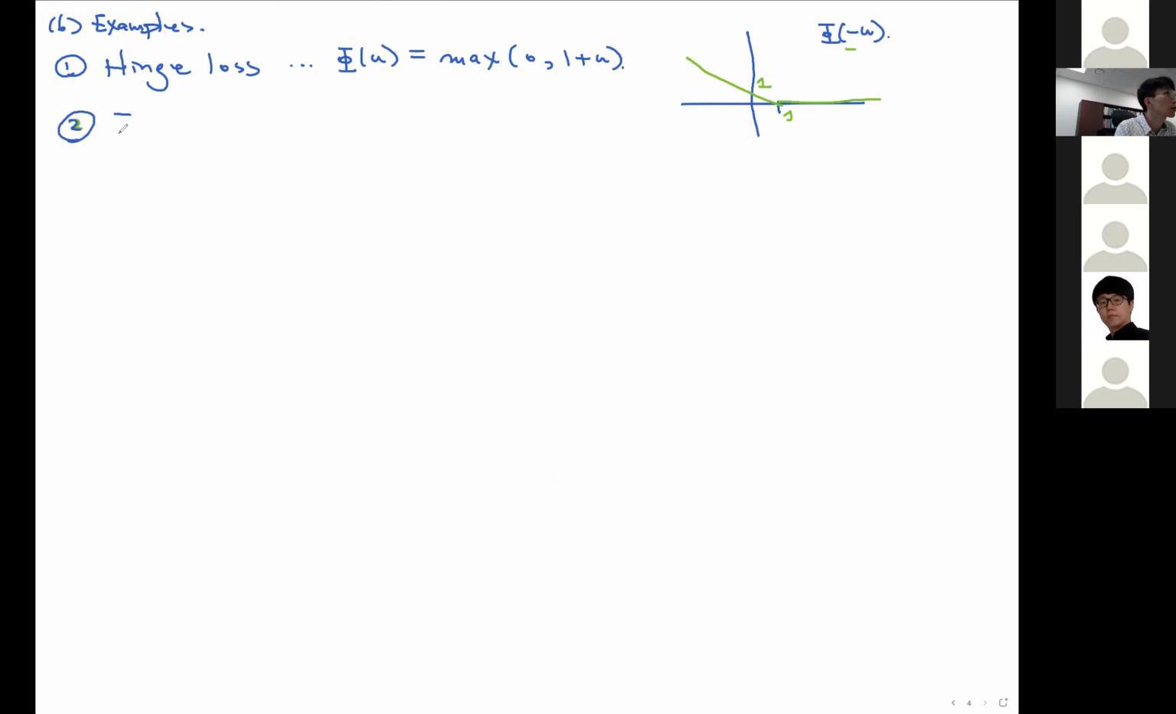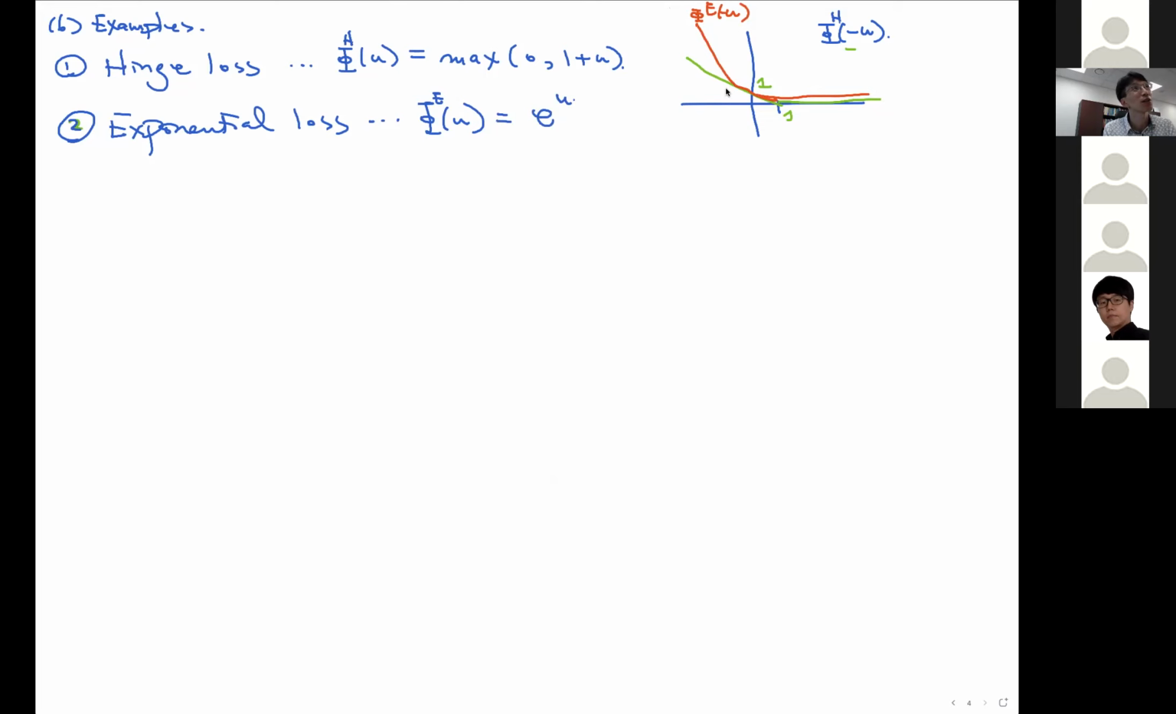Then the second is an exponential loss. So in this case, the function that we are using is just the exponentiation of u. So again, if you draw these functions, phi of minus u, it will look like this. I think my drawing is not very good, but it's an exponential function.